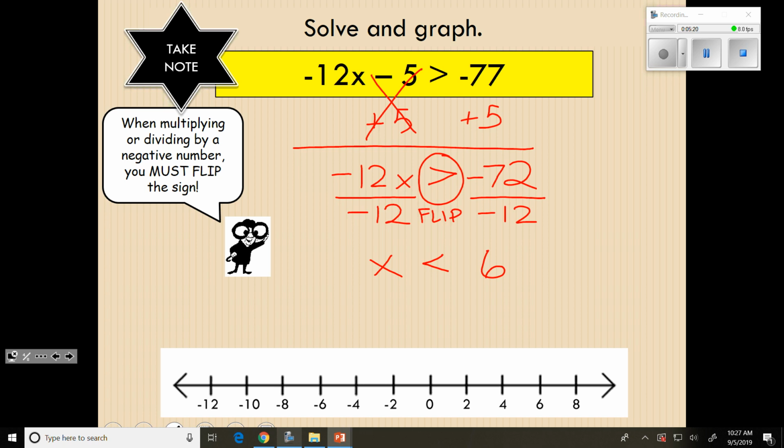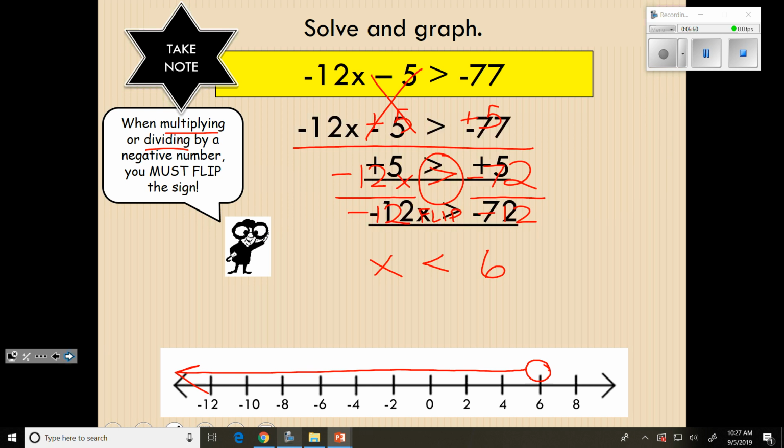Now this one does not have the line underneath it, so this one reads x is less than 6. So the solution is not 6, it's every number less than 6. So when we graph it, we do what we call an open circle dot. We do not fill it in, to show that it's not 6, but then we draw this arrow showing that it's any number less than that. So the rule: when multiplying or dividing by a negative number, you must flip the sign to make it correct.